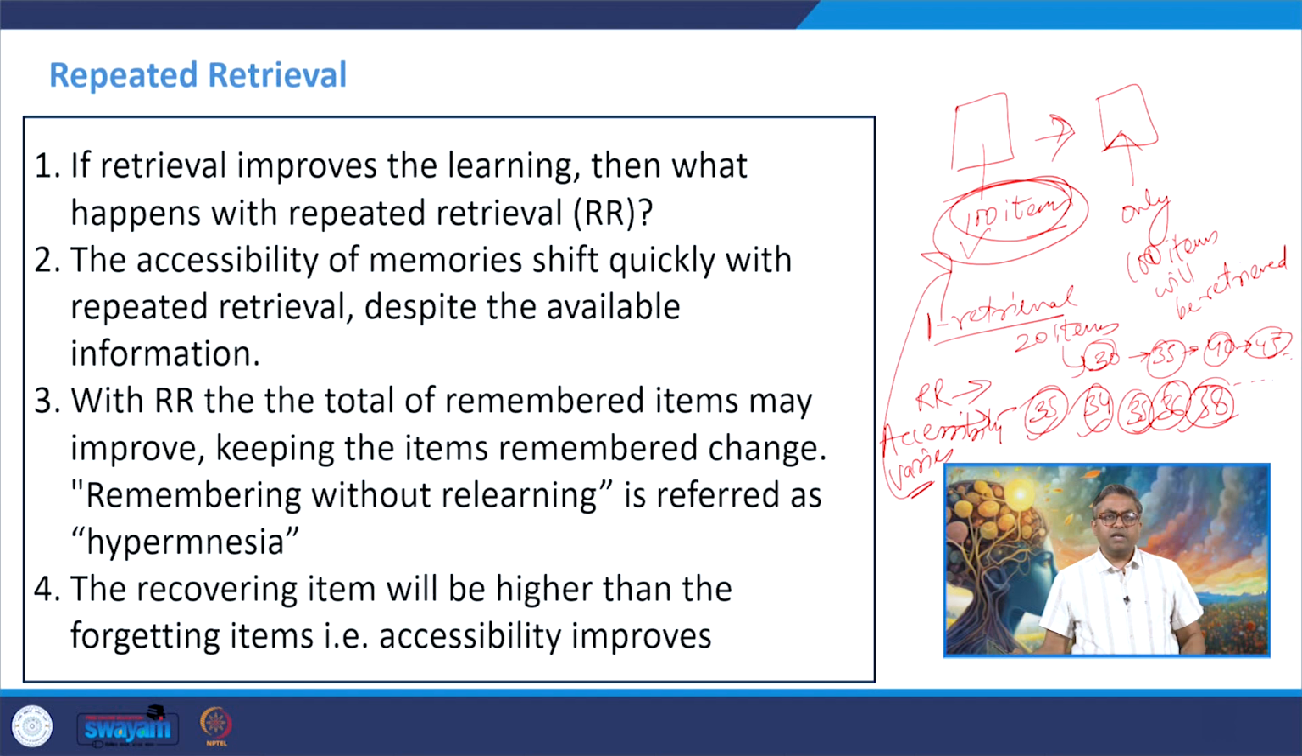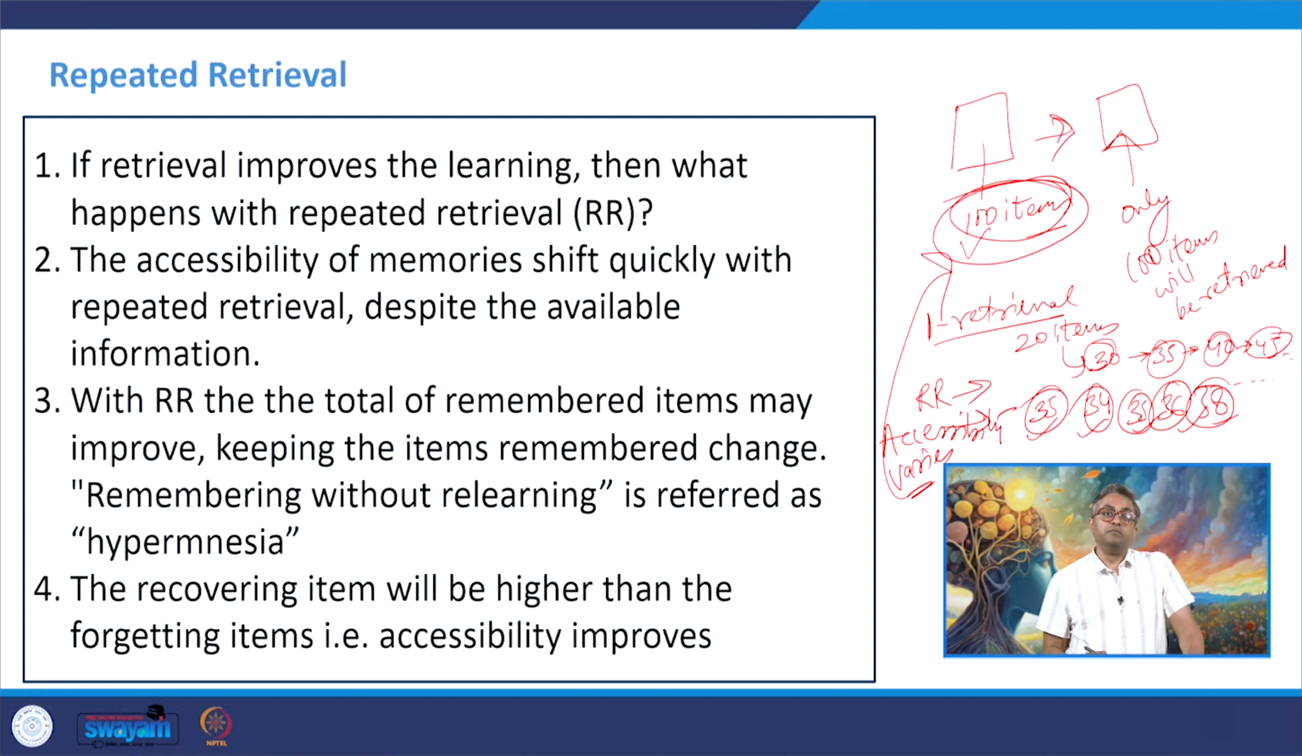Now the point is, the recovered items will be higher than the forgotten items when the repeated retrieval is there. So what is repeated retrieval basically doing? Repeated retrieval is making the accessibility of information easier. It is making not only the accessibility of information better, but also making the retrieval remembered better and better.